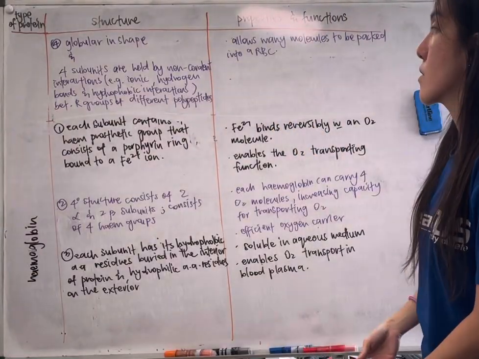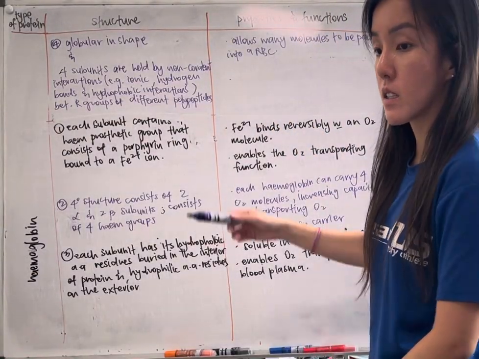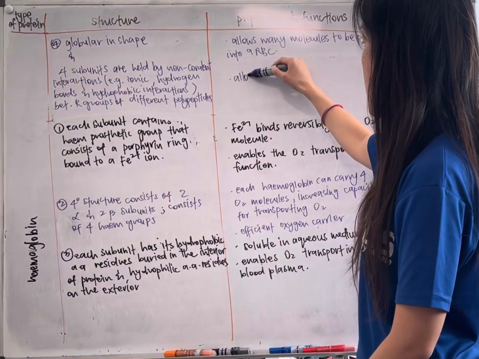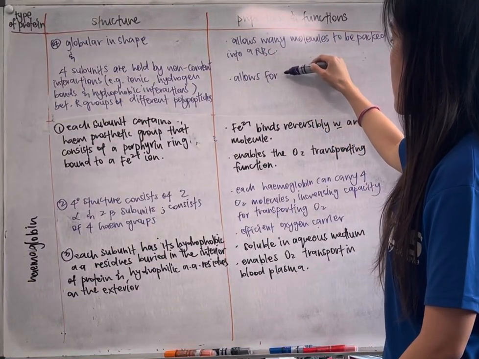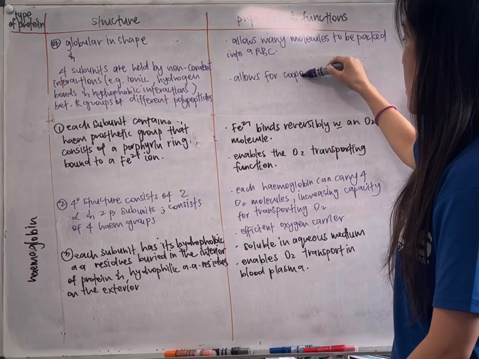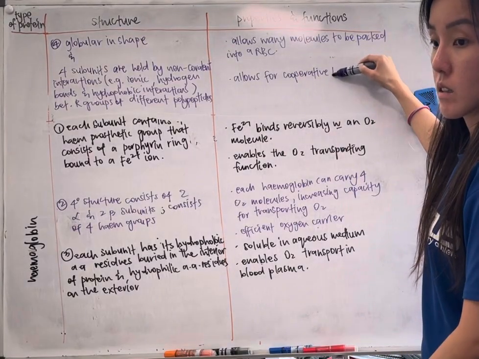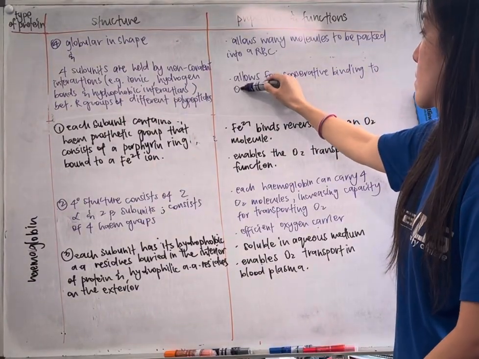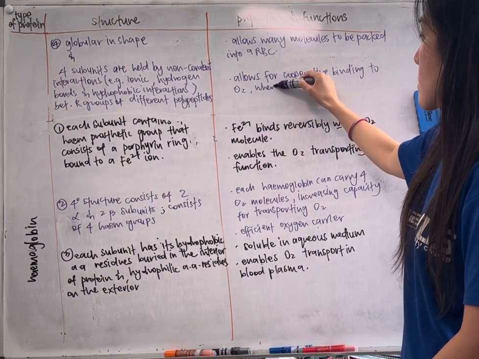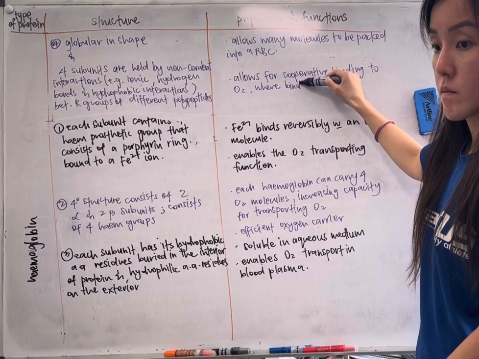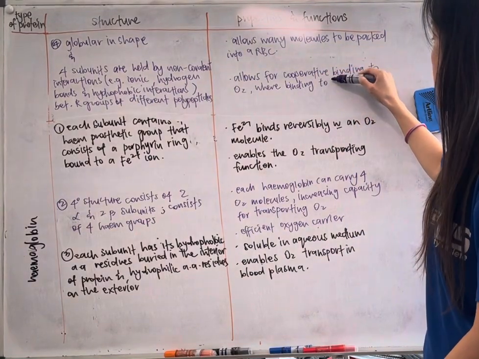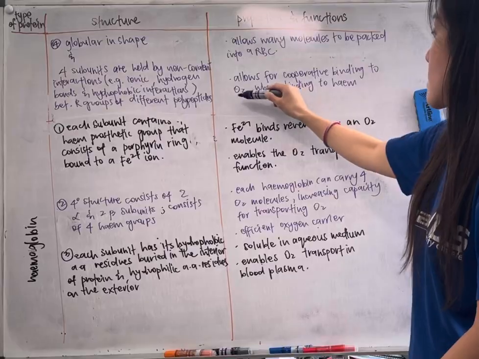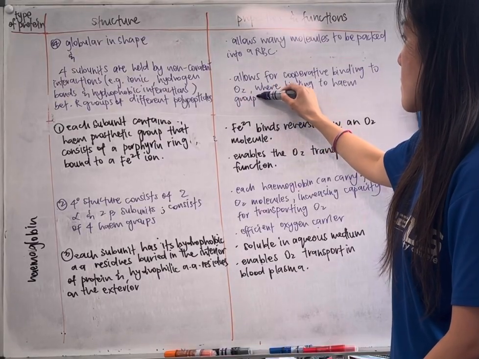So, what's the significance of having these 4 subunits? Like I already said, it allows for cooperative binding. There's the property. So are the bonds between each subunit or within one subunit? Between.